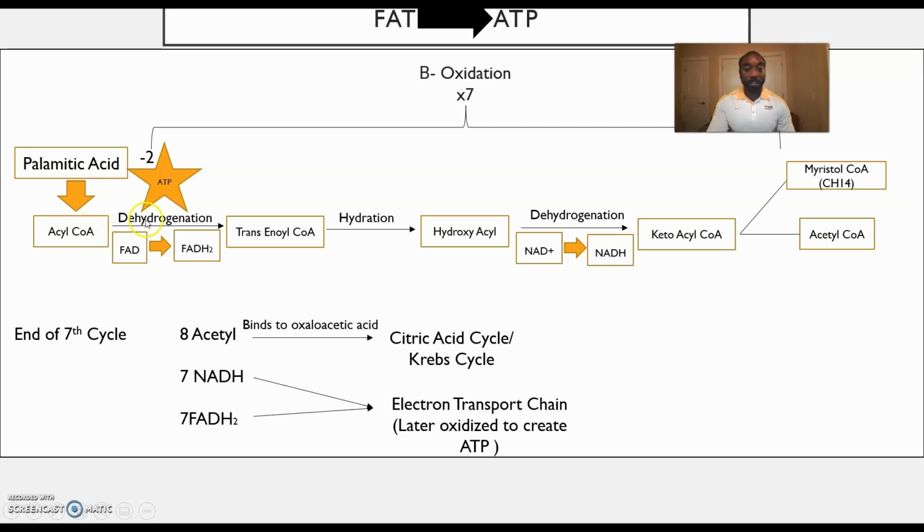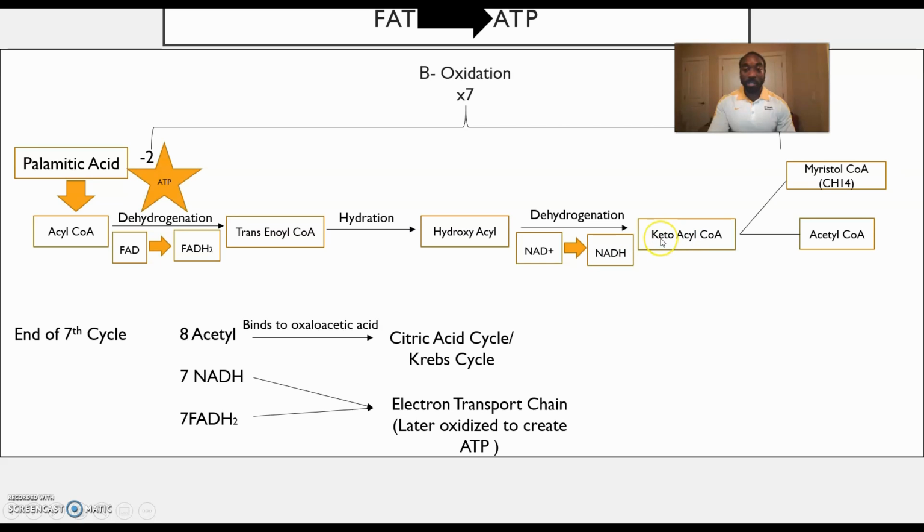Through this, we have the first stage of dehydrogenation, utilizing FAD, which then gives us a byproduct of FADH2, which then gives us trans-enoyl CoA. The second stage is hydration, which gives us a product of hydroxyacyl CoA, which then goes through the third stage of dehydrogenation once more, which gives us a byproduct of NADH.